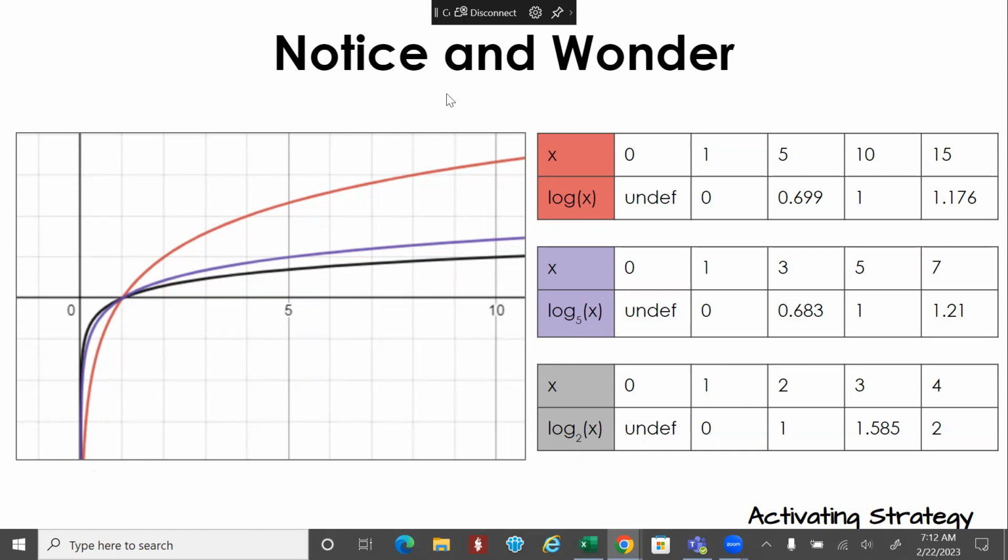Okay, so here it is again. 10 is up here, 5 is here, 2 is here. What do you notice? What's happening to the graphs as we go down in base? They're getting closer and closer to the x-axis, maybe.